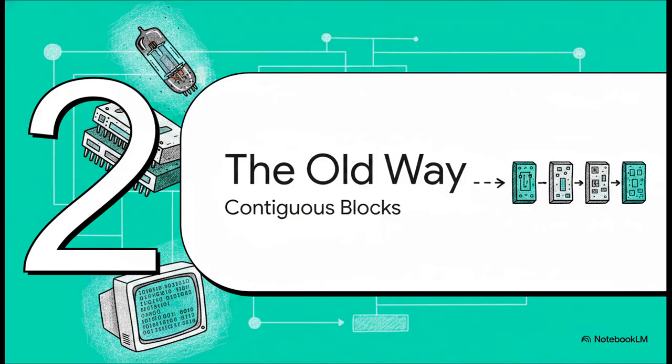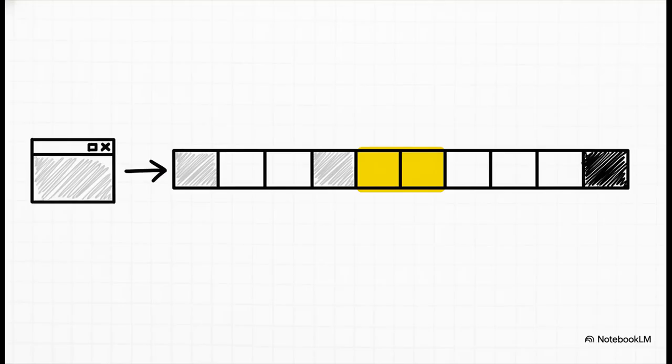Okay, so let's rewind a bit. How did computers used to hand out these boxes? Well, back in the day, the rule was super straightforward, and honestly, it kind of makes sense when you first hear it. So, if a program needed, let's say, 4 boxes of memory, the operating system had to go and find 4 boxes that were all sitting right next to each other, in a perfect, unbroken line. No gaps allowed. It had to be one solid chunk.